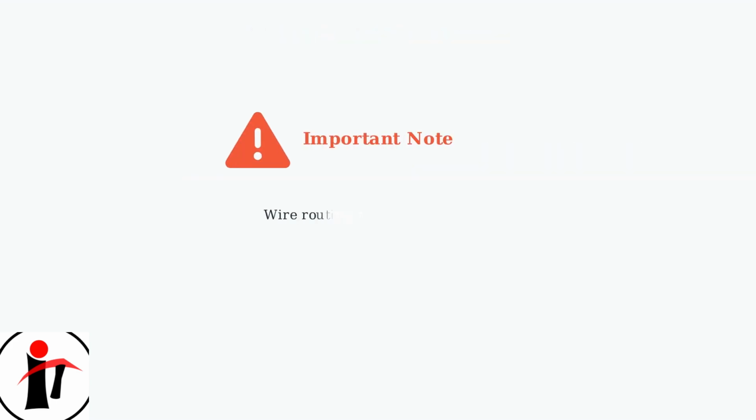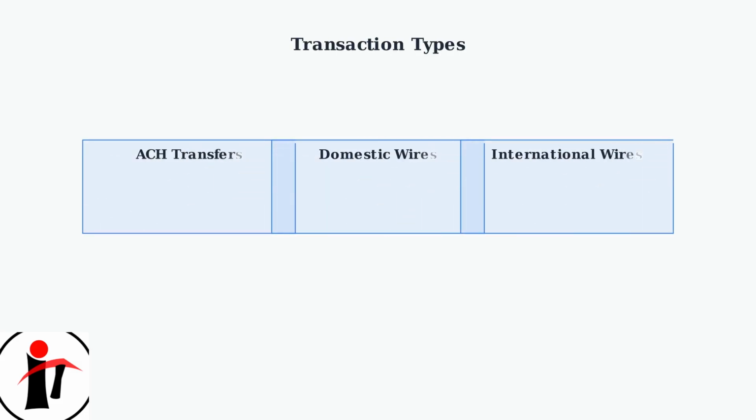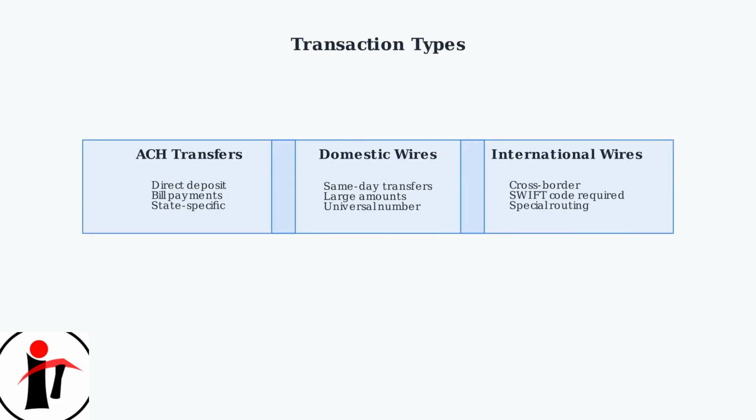Remember this important note. Wire routing numbers may differ from ACH routing numbers. Always verify you're using the correct routing number for your specific transaction type to ensure successful transfers. Wells Fargo uses different routing numbers depending on your location and the type of transaction you're making. Understanding these differences is crucial for successful transfers.